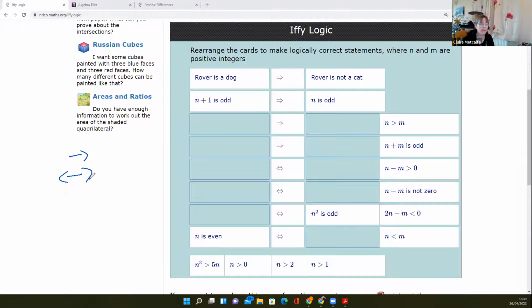Okay, so we've got a suggestion that n plus 1 is odd if and only if n is even. So n plus 1 odd if and only if n is even. We've also had a suggestion that n squared is odd if and only if n is odd. Okay. Liz, do you agree with those two?